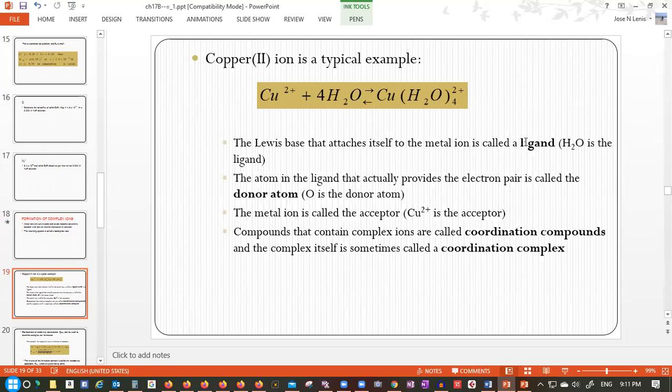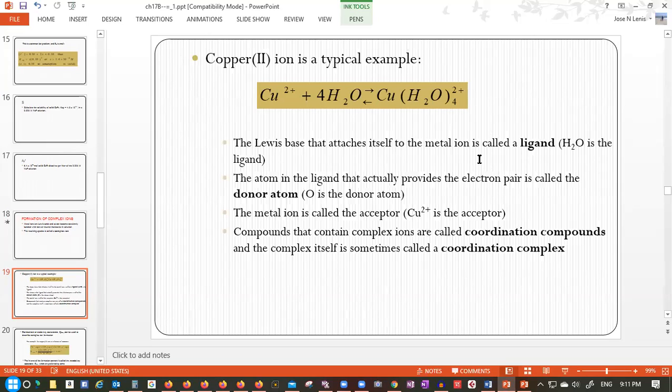Sorry, the ligand is the one that attaches to the metal ion. And the ligand is the one that is donating the pair of electrons to the Lewis acid, which is the metal ion. And that will form the coordination compounds. Because this type of bond is called covalent coordinate. So they are coordination compounds.